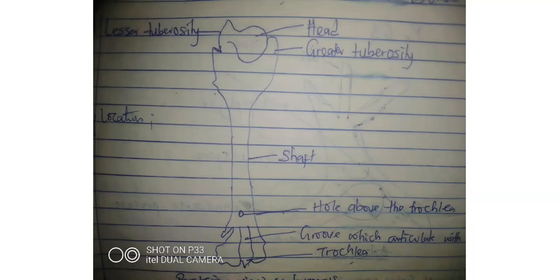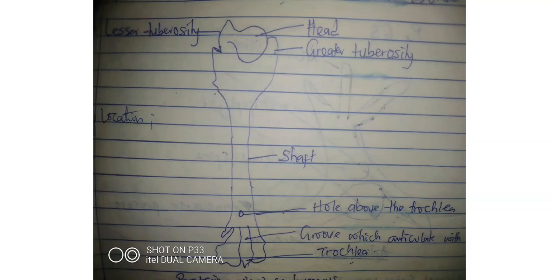The trochlea articulates with the radius and ulna to form the elbow bone, in case you're asked the functions of some parts. Then the holes above the trochlea provide places where muscles can be attached. It allows blood vessels and nerves to pass through the bones. The function of the head is that it fits into the glenoid cavity of the scapula.